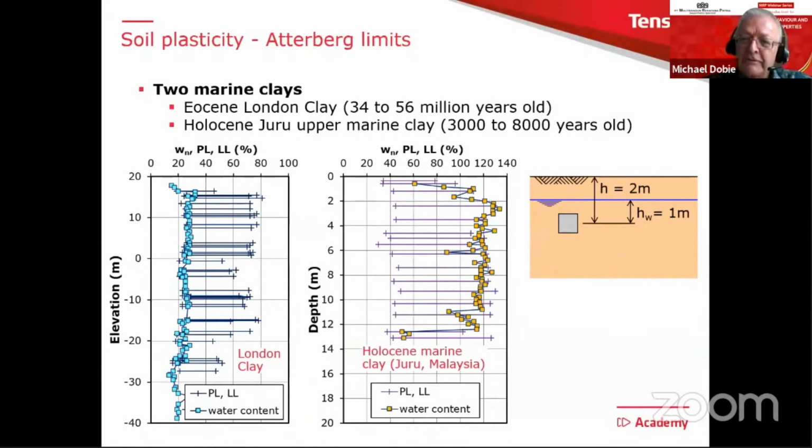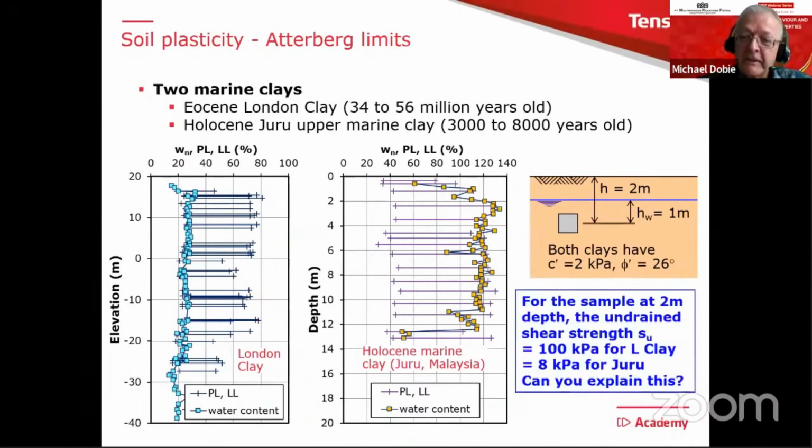So this could be a possible question for you. We have a sample from a depth of 2 meters in both of those clays, and there's a water table or phreatic surface at 1 meter, and they both have c' of 2 kilopascals and phi' of 26 degrees. This is very possible, but the London clay has an undrained shear strength of 100 kilopascals, and the Giroux clay has an undrained shear strength of only 8 kilopascals. Can you explain that using soil mechanics? So this is a rather important thing, and again, there might be a hint there of one of our quiz questions to come a little bit later.